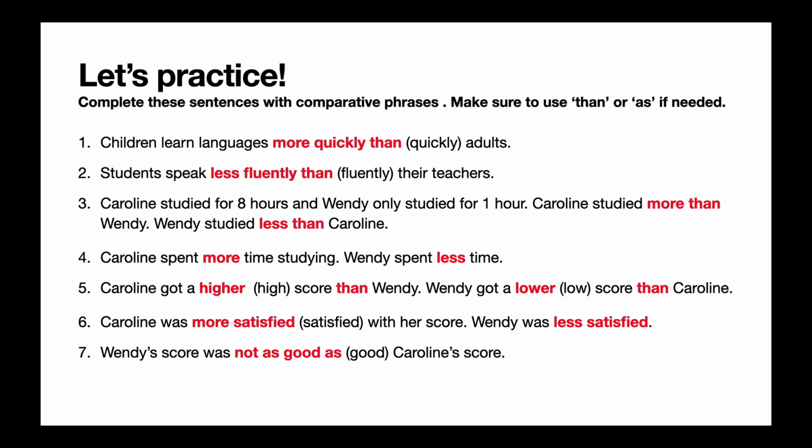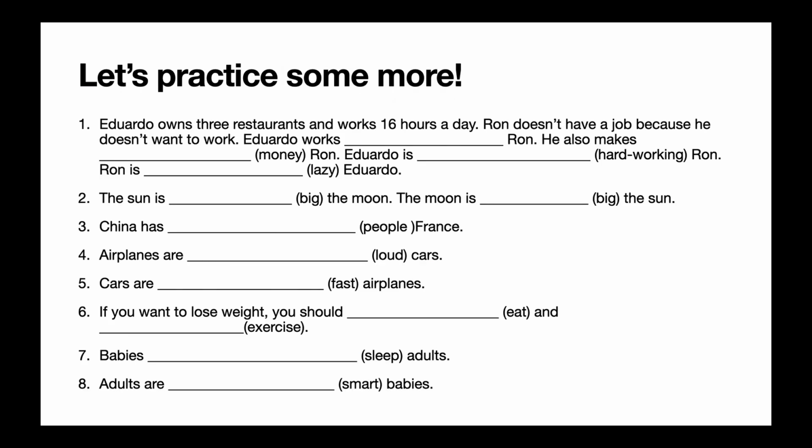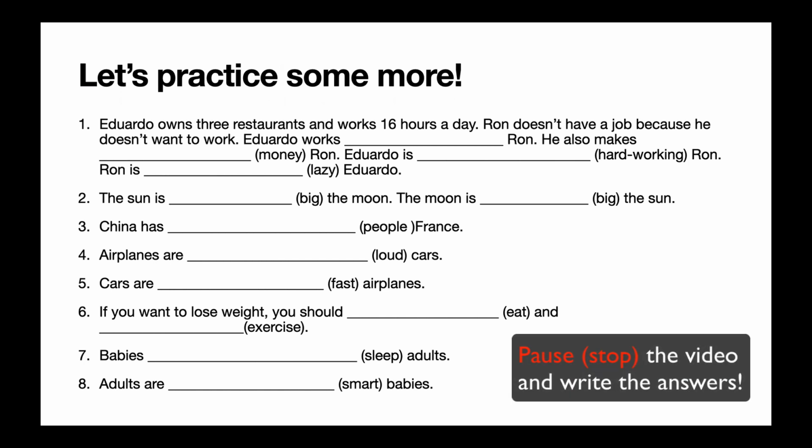And finally, for number 7, good is an adjective, but it is a one-syllable adjective. So we can't use less. We don't say less good. We'll say not as good as. All right, so let's do a little bit more practice together because there are a lot of rules to remember and a lot of things to think about. So again, we have a mix here of different types of comparisons. So pause the video here and take a moment to see if you can figure out these answers.